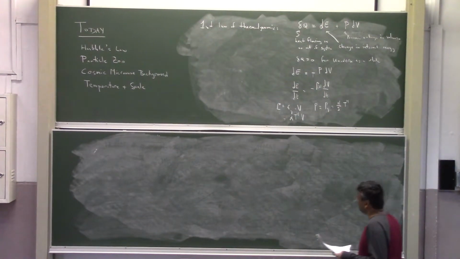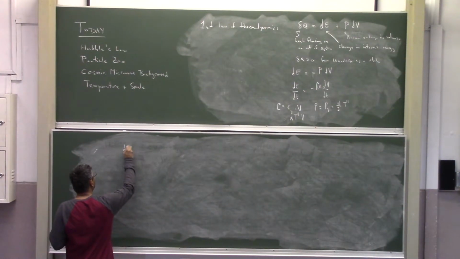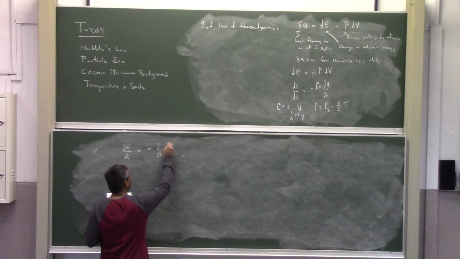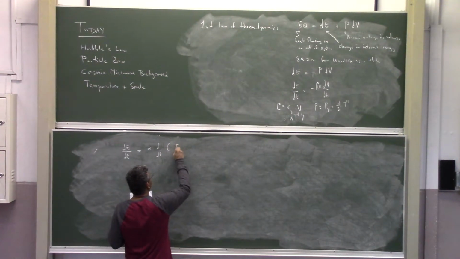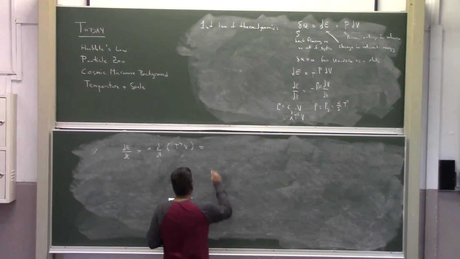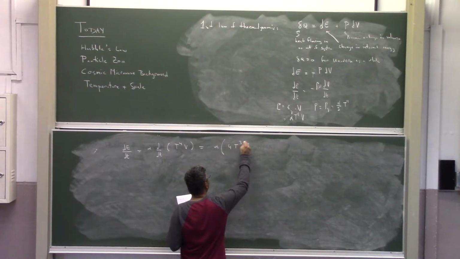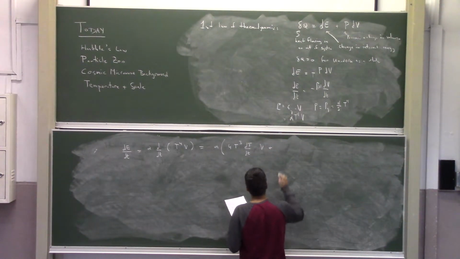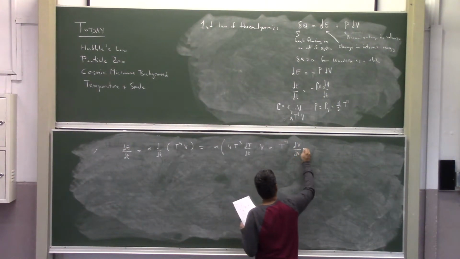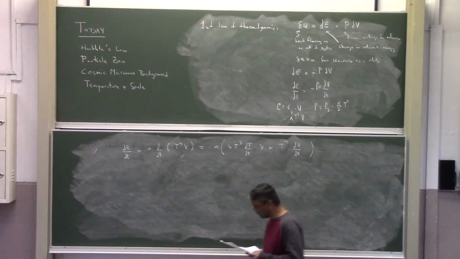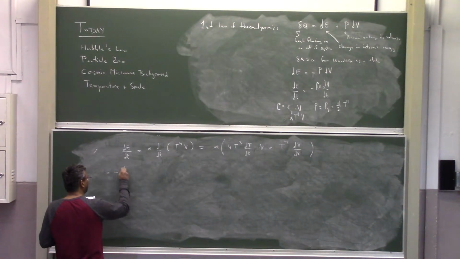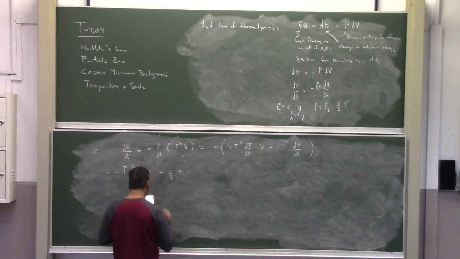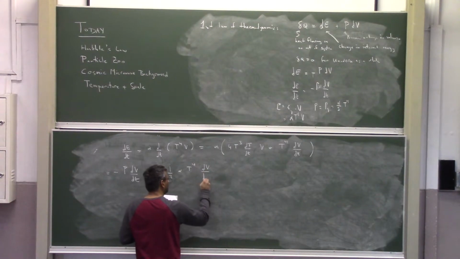So we have then that dE/dt is alpha d/dt of p to the 4th times the volume. Alpha is just a constant. This is alpha times 4p cubed dp/dt times the volume, plus p to the 4th dV/dt. And this is supposed to equal minus p dV/dt, which is minus 1/3 alpha p to the 4th dV/dt.